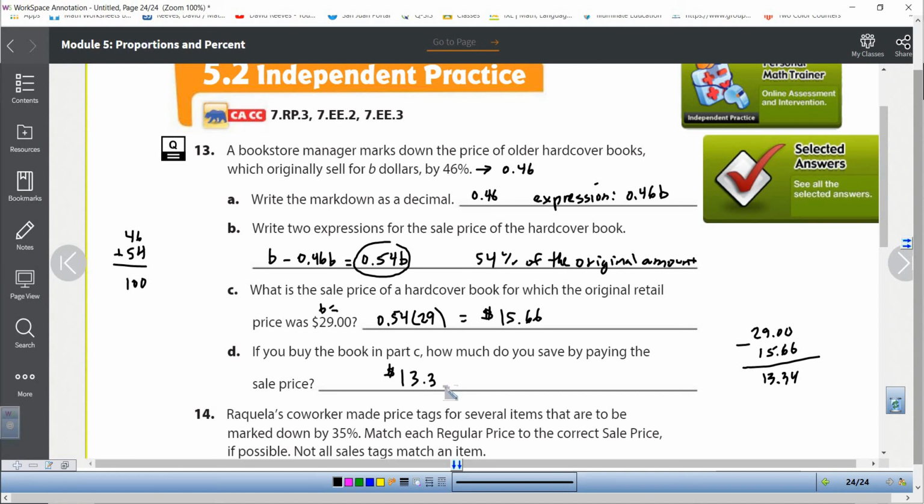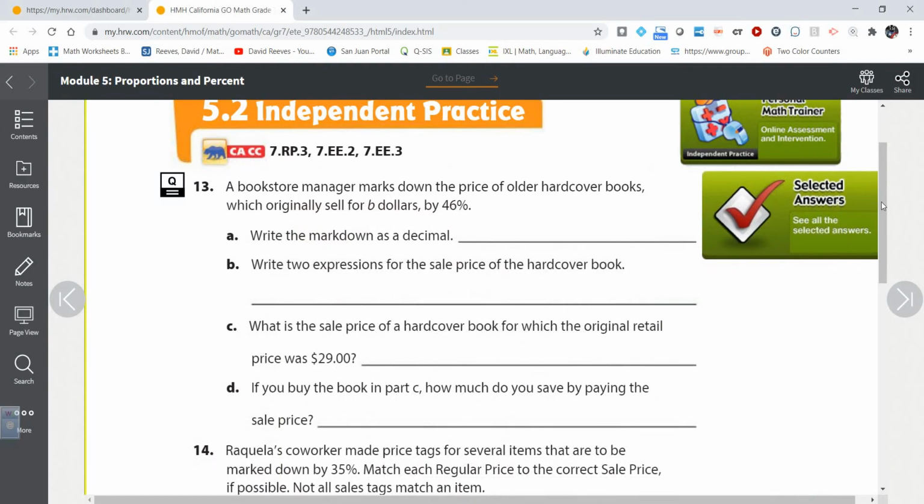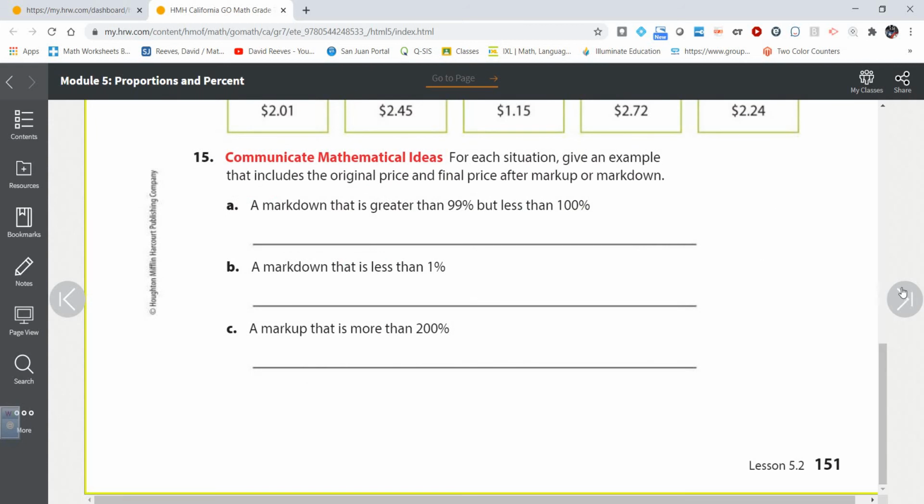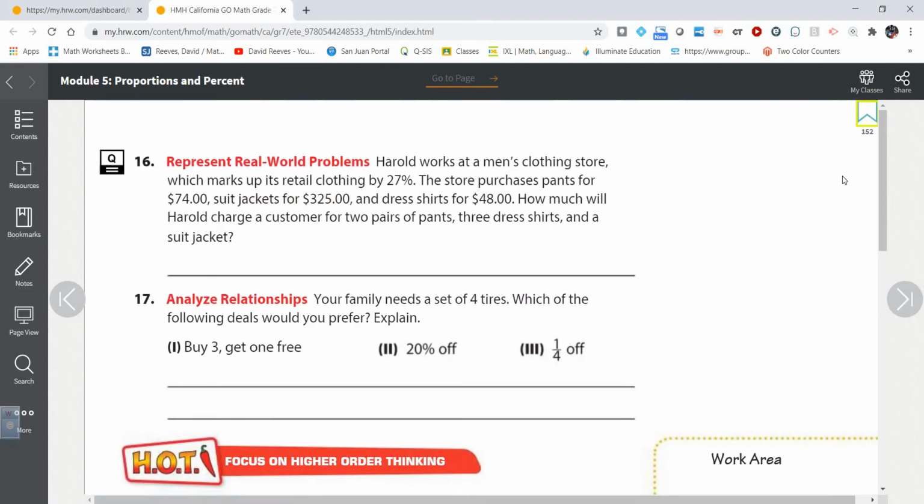Which again makes sense. That's how much they saved. That's how much they paid. If it was exactly 50% off, those two would be the same, wouldn't they? But it's not quite 50% off. It's only 46% off. So you have to pay more. All right. Okay, I think that's all I'm going to do.